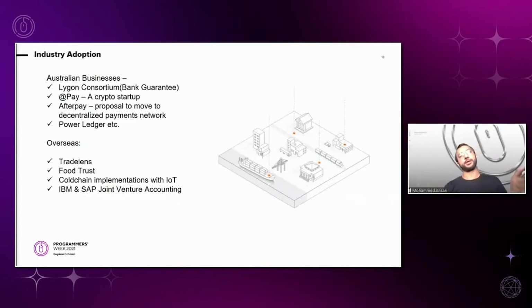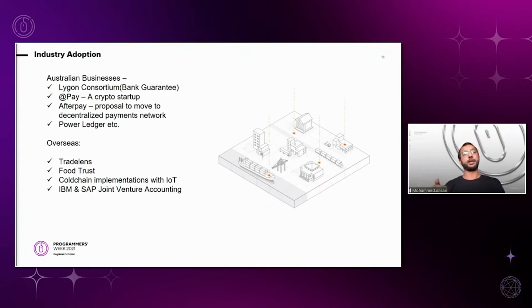Now, in terms of industry adoption, if we look at the map of things that have happened in the last 5 to 6 years alone, we see a number of different use cases being implemented in different industries. We have Ligon, which was a consortium created by Commonwealth Bank, Westpac, NZ Bank, Center Group, and IBM. And it recorded the first digital banking guarantee on its blockchain platform earlier this year. And this is something that happened in Australia. We should all be aware of this.